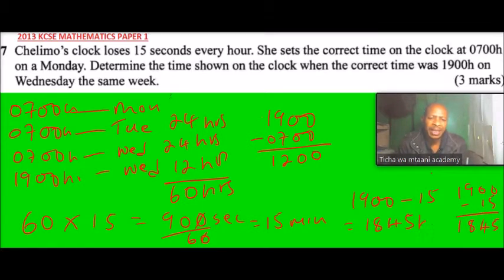1845. This means in 12-hour system, the time was 6:45. In 24-hour system, it is 18:45. So you should be able to know how to convert 24-hour system to 12-hour system like that. But that is how you work out that question.